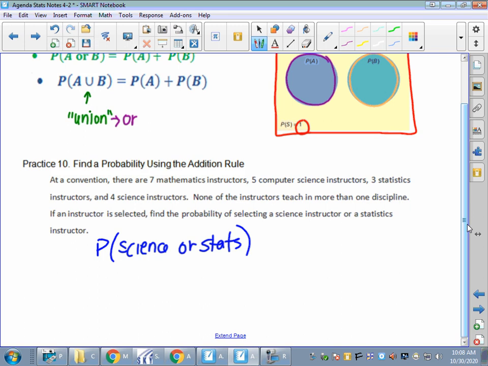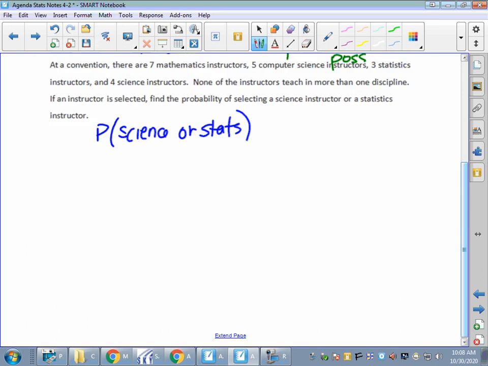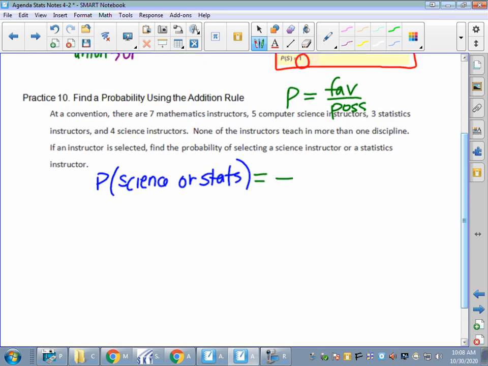So remember, probability is equal to favorable over possible. We can do this one of two ways. We can figure out how many science instructors and how many stats and add them, or probably your first instinct is just to add at the beginning. So let me make sure I address that before we move to the next slide. So how many instructors are there altogether? It looks like, is there 19 instructors? That seems like a weird number.